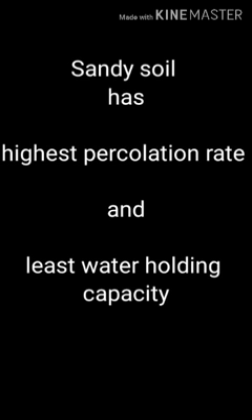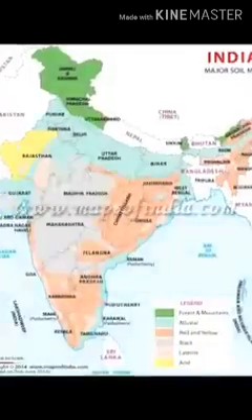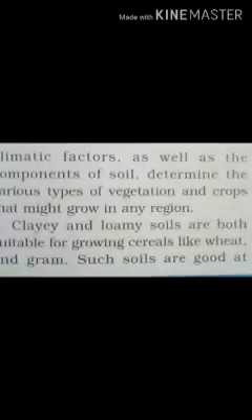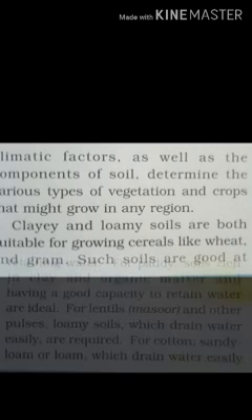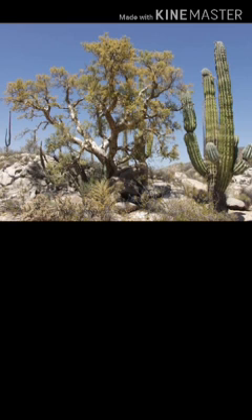Now, this property is important for the growth of plants. You know that different types of soil are found in different parts of India, and soil is affected by wind, rainfall, temperature, light, humidity, etc. These factors affect the soil profile and change the soil structure. Types of vegetation depend on the type of soil. All types of vegetation will not grow in any type of soil. You know, cactus and all, they grow in sandy soil.